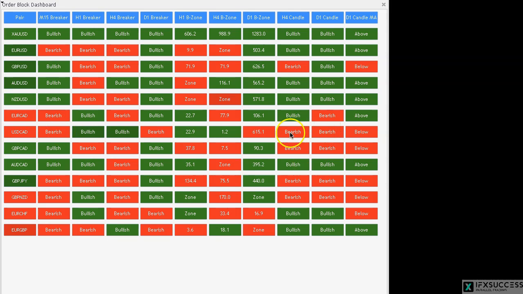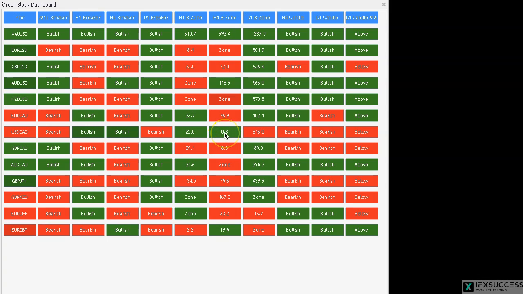Why? Because hey, I'm going with the 4-hour and daily candle. Of course, right here, you see the 4-hour breaker is bullish, and when we go here to our 4-hour zone, we are pretty much in the zone on Dollar CAD, right?